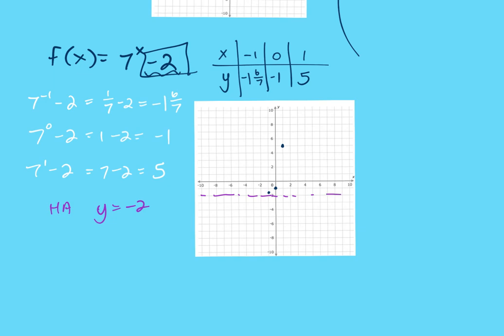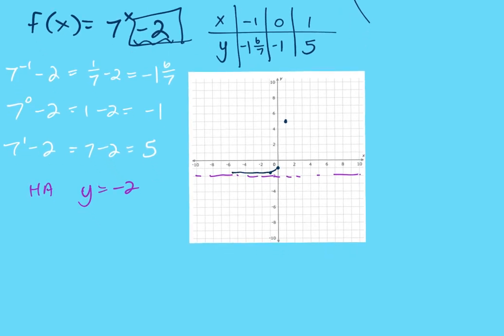So here's my horizontal asymptote. And then my points get as close to that asymptote as possible without touching it. And then it's going to go through those points that I just plotted.